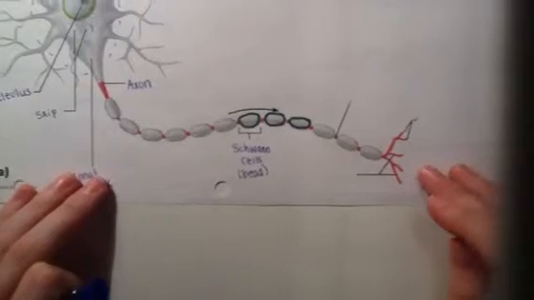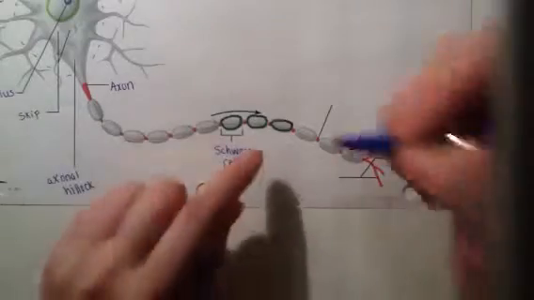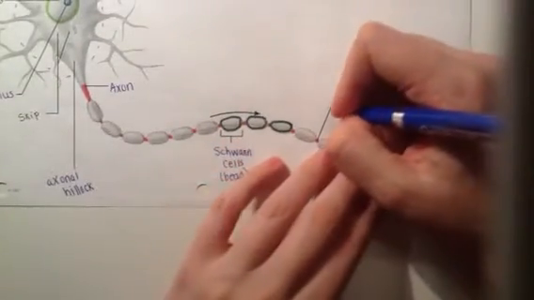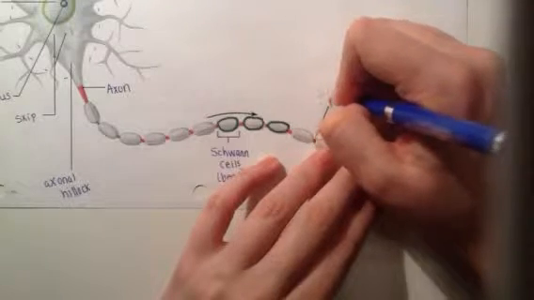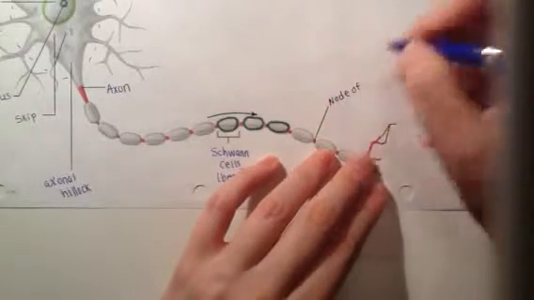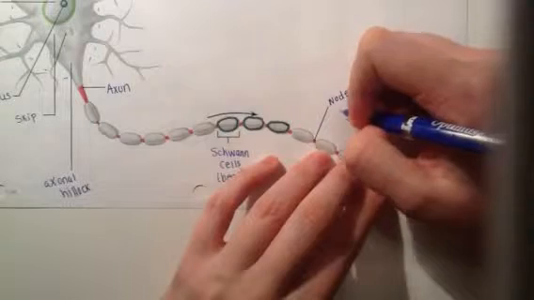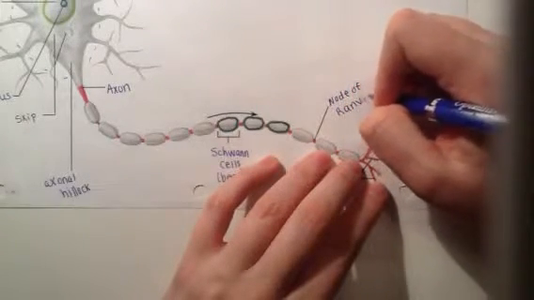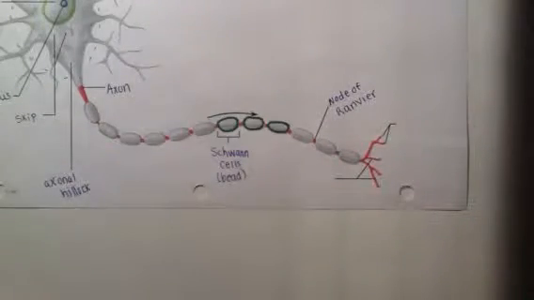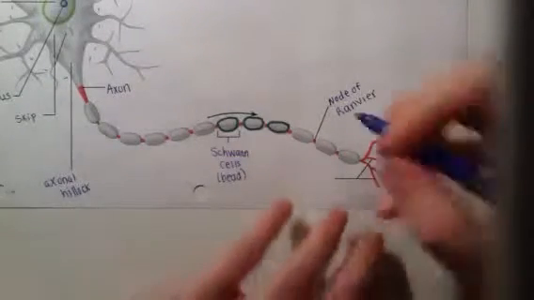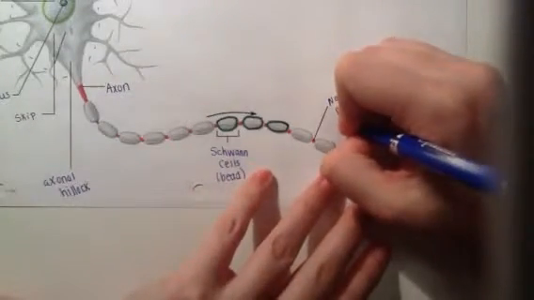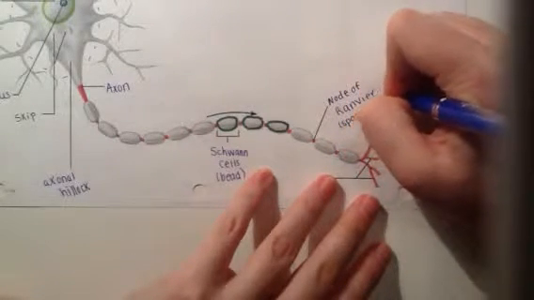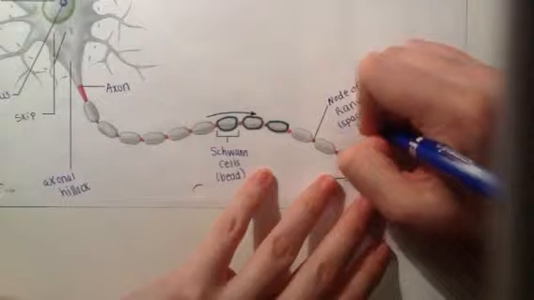The space in between Schwann cells is going to be called a node of Ranvier. R-A-N-V-I-E-R. Looks like Ranvier, but it's the actual space between Schwann cells.